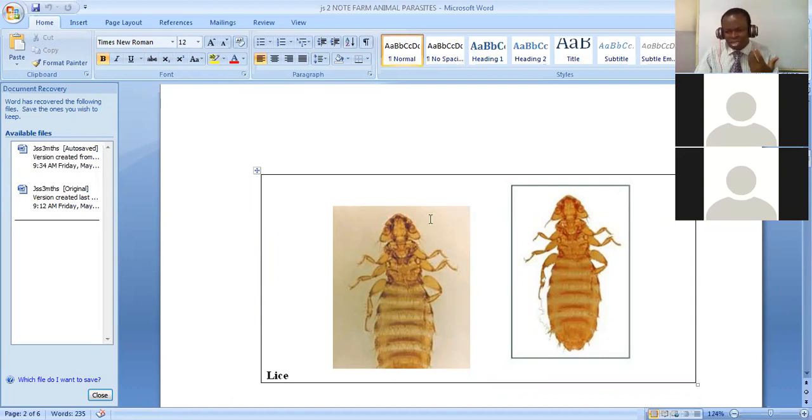Of course, in your GS3 question, especially NECO, the picture will come out in black and white. You are looking at a color picture now. But by looking at this shape, noting the legs, noting these divisions in the abdomen, you should be able to identify that the object whose picture is shown to you in that question is a louse, so that you get the mark.